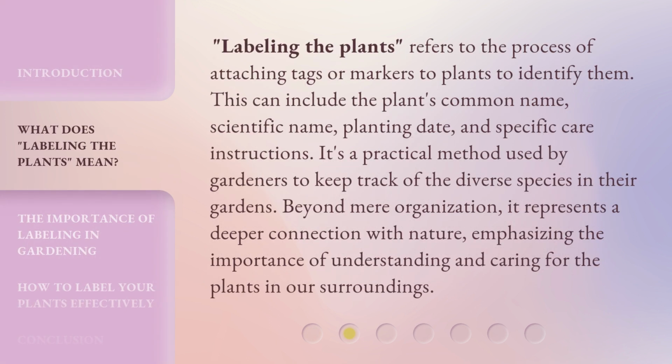Labeling the plants refers to the process of attaching tags or markers to plants to identify them. This can include the plant's common name, scientific name, planting date, and specific care instructions. It's a practical method used by gardeners to keep track of the diverse species in their gardens. Beyond mere organization, it represents a deeper connection with nature, emphasizing the importance of understanding and caring for the plants in our surroundings.